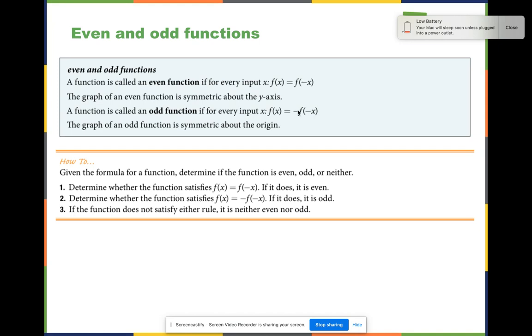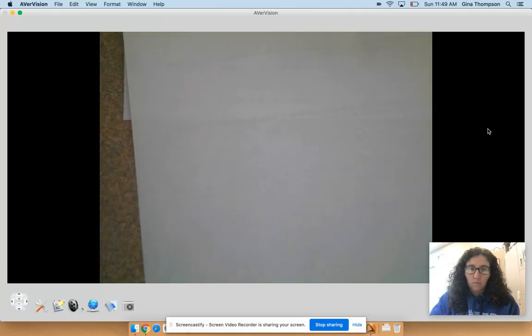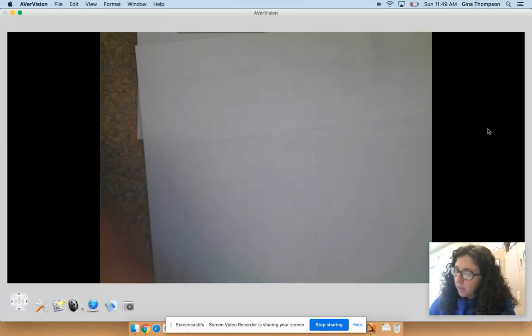Okay, so this definition, so if you have a graph, you can look at the graph and see if it has symmetry, if it has y-axis symmetry or origin symmetry. If you just have an equation, this is how you determine it. You plug in f of -x, right? If f of x equals f of -x, or if f of x equals negative f of -x, here it's odd, here it's even, okay? So let's do an example of testing if something is even or odd.